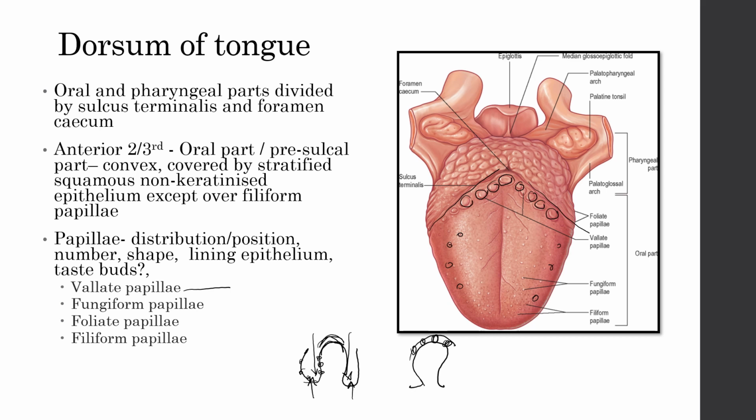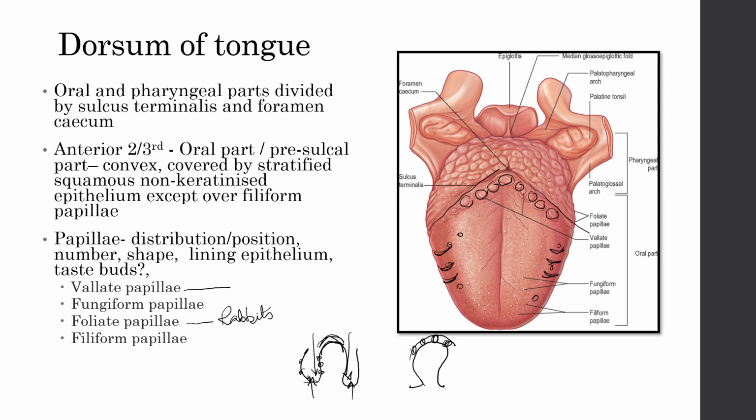Now coming to the next, foliate papillae. These are vertically placed folds of mucous membrane. These are few, and they are along the margins of the tongue. They have taste buds, but these are fewer in humans. They are more common in rabbits.